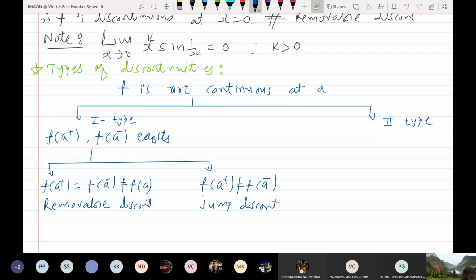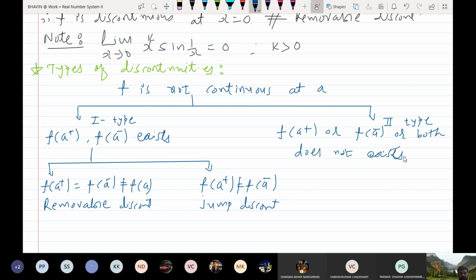And in type 2, either of these does not exist, or both f of a plus and f of a minus do not exist.